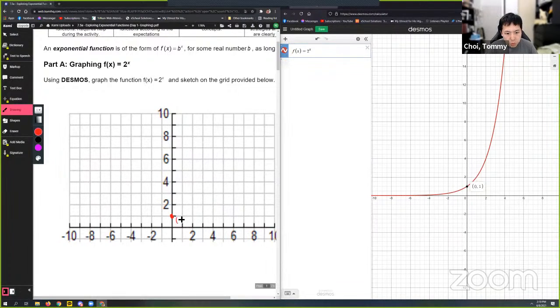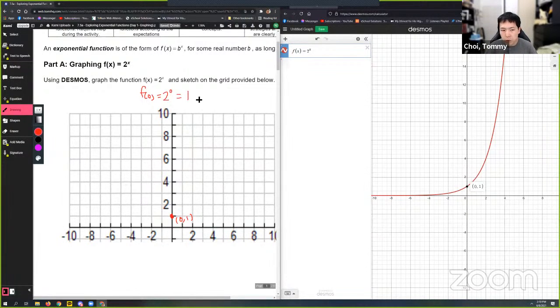So if this is 0, 1, that means x is 0 and y is 1. What happens when x is 0 for our case here? What do we get when x is 0? At f of 0, what happens? 2 to the power of 0, which means anything to the power of 0 is 1. That's one of the exponent laws that we talked about, right?